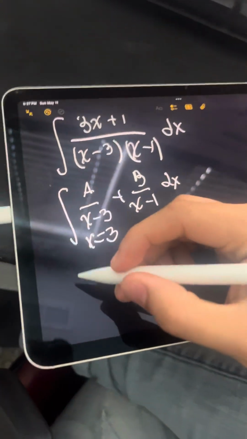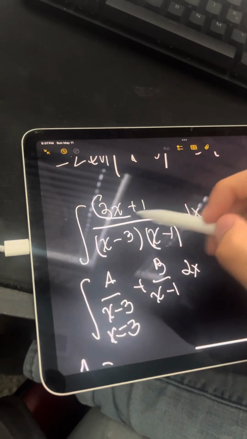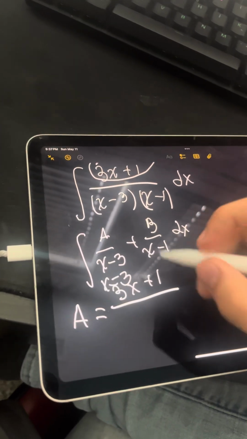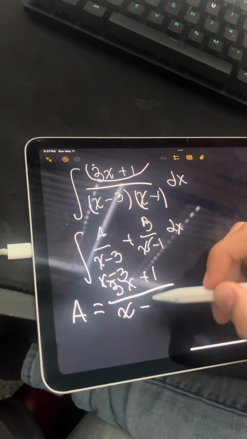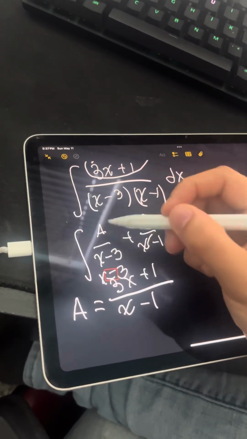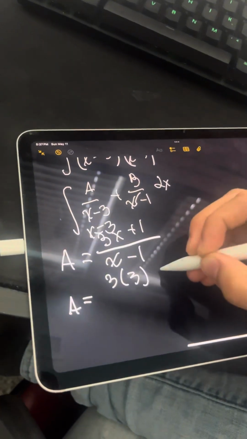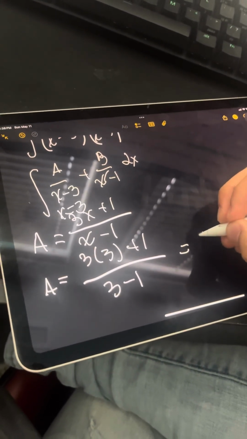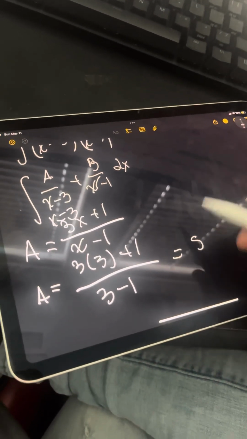It's a little weird to explain, but I'm going to make A equal to the top part of the original integral, which is 3x plus 1, over the B term's bottom part, x minus 1. Now we need to find what makes the A term undefined. Well, it's at 3. So if we plug in 3, we get 3 times 3 plus 1 over 3 minus 1, and if we simplify that, we get 9 plus 1 over 2, which is 5. We get 5 for our A term.